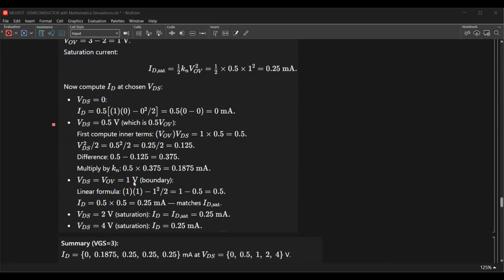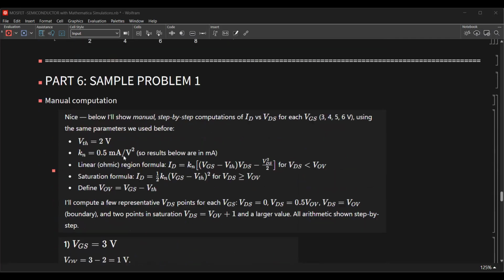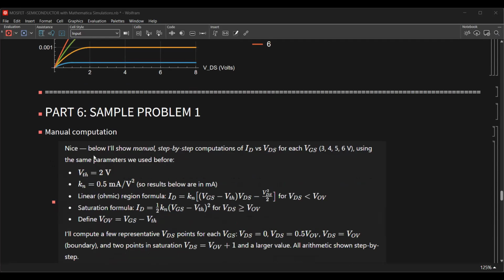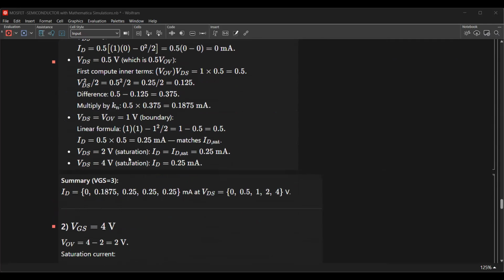Now we have the boundary here, where VDS is equal to VOV, 1 volt. So this is the boundary, 1.00, which corresponds to 0.25 here. This is 0.25 milliampere, or this is equal to 0.00025 ampere. So this is the saturation.